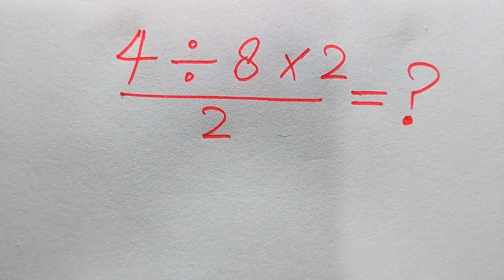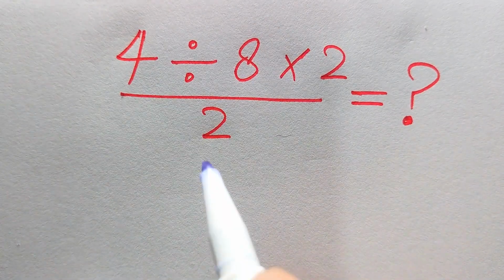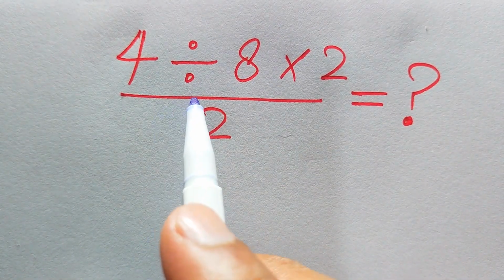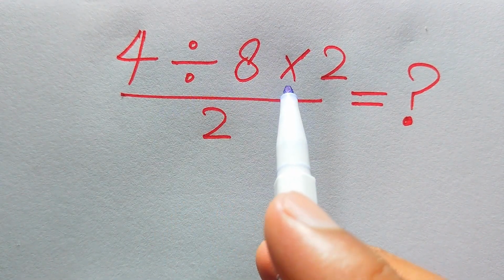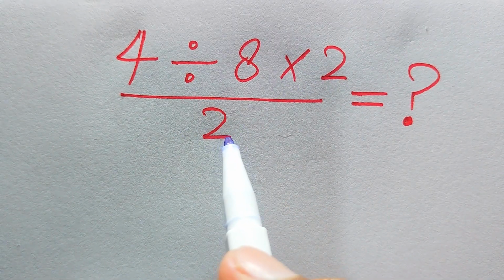Hello everyone, welcome to solve this nice Harvard University interview exam question. So if we have the nice algebraic expression 4 divides 8 times 2 over 2, we write this algebraic expression into the lowest or simplified form.